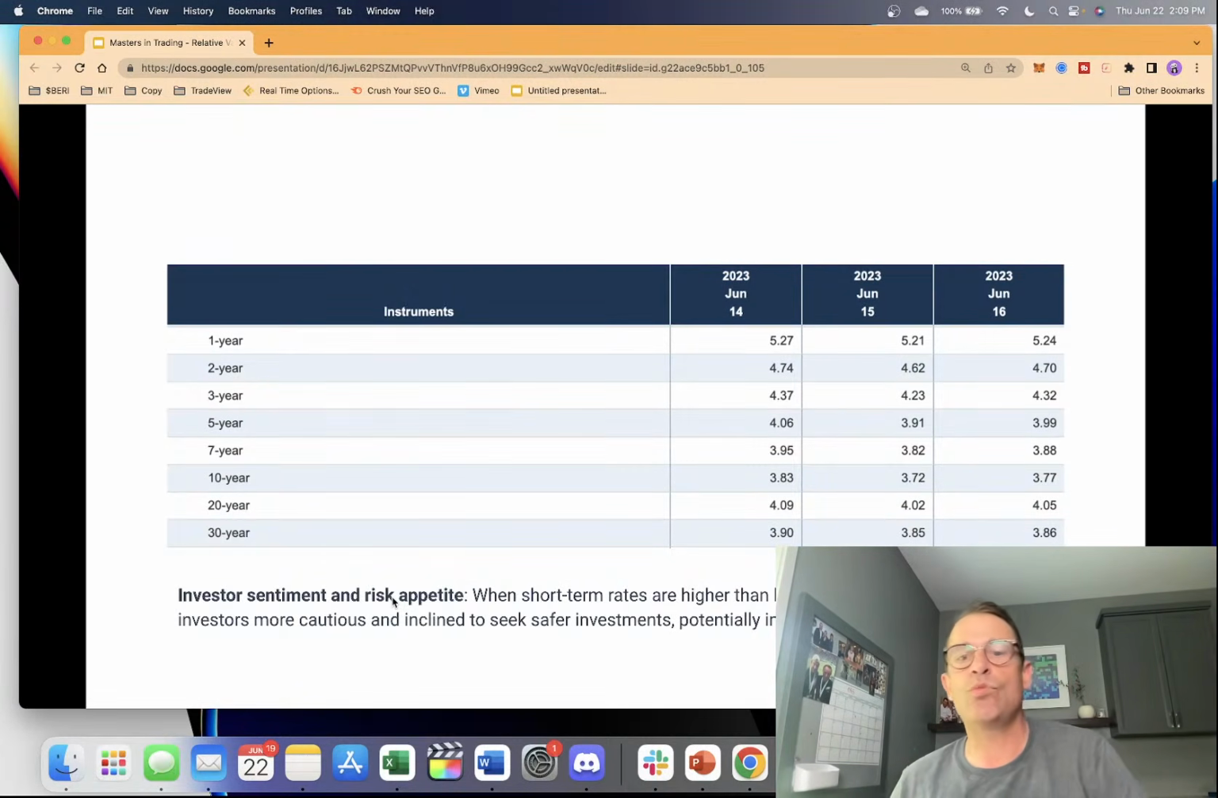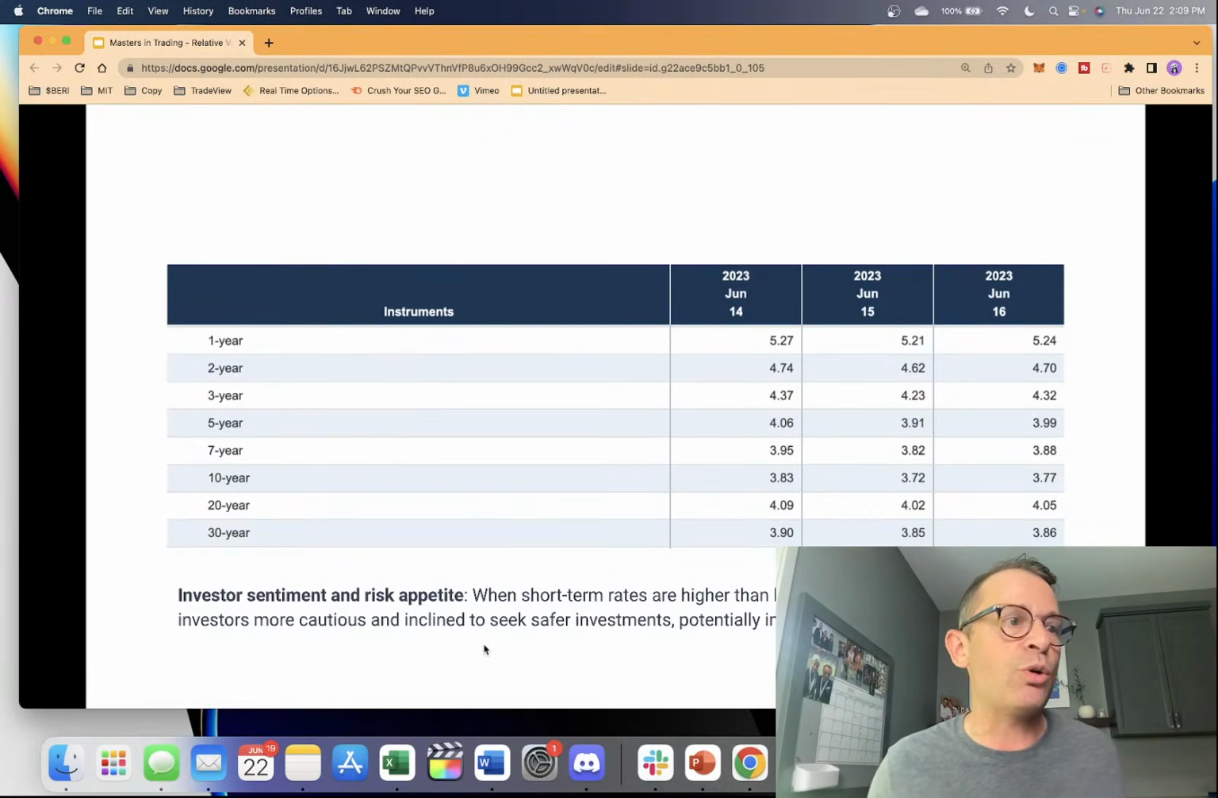Investor sentiment, risk appetite. When short-term rates are higher than long-term rates, it can make investors more cautious because you can get so much short-term yield. Are stocks going to pay more than 5%?